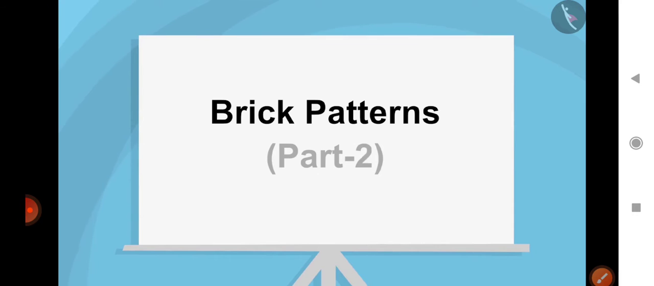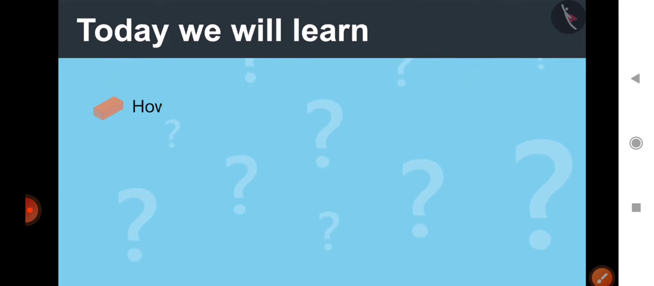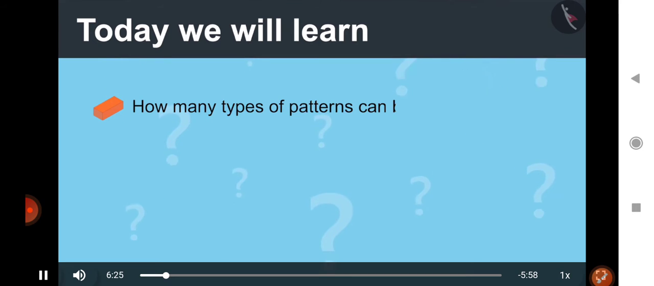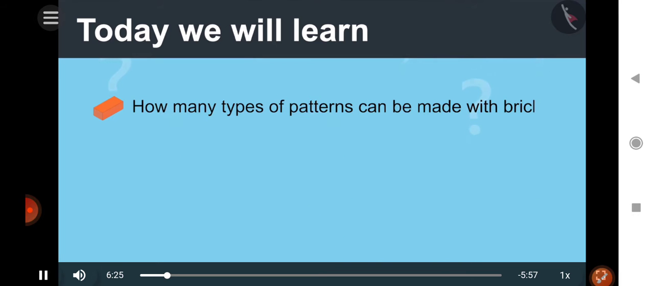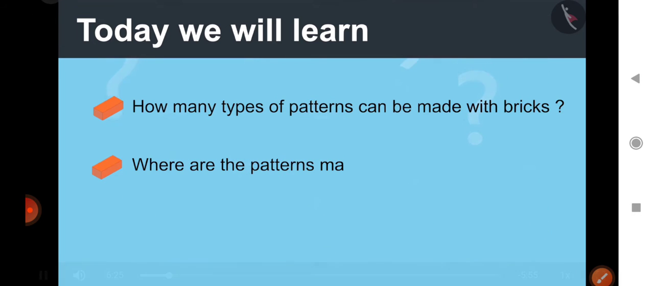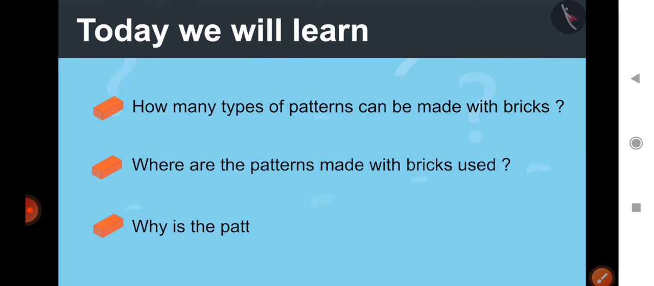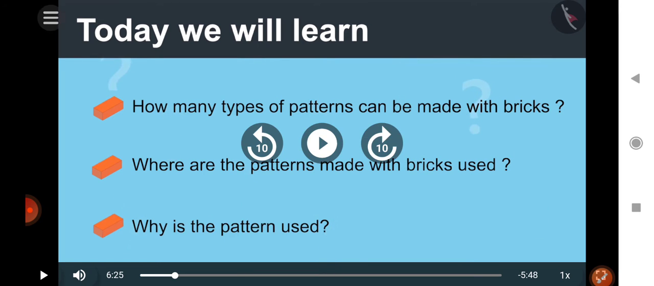Brick patterns, part 2. Today we will learn how many types of patterns can be made with bricks. Where are the patterns made of bricks used? And why is the pattern used? Dear children, in this session, we'll learn about how many types of pattern can be made with bricks.